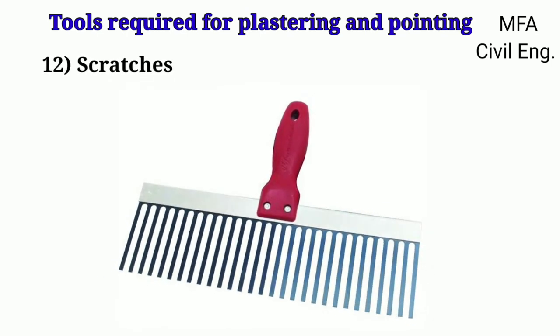Plastering of surface is carried out layer wise. Minimum 2 coats are necessary for the plastering. To provide a good bond between the coats, the bottom layer is scratched with the tools called scratchers.